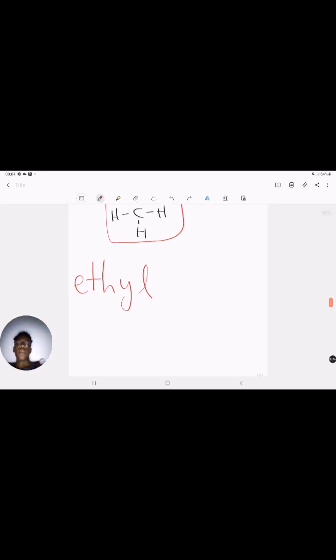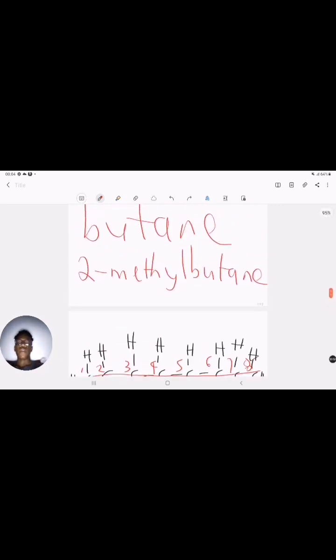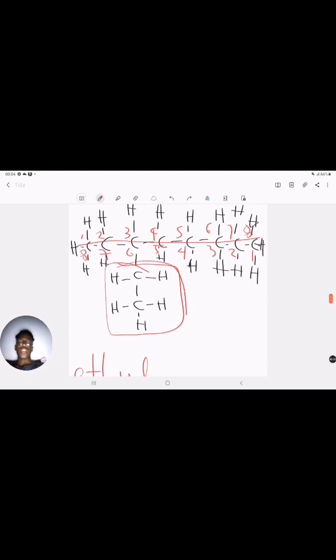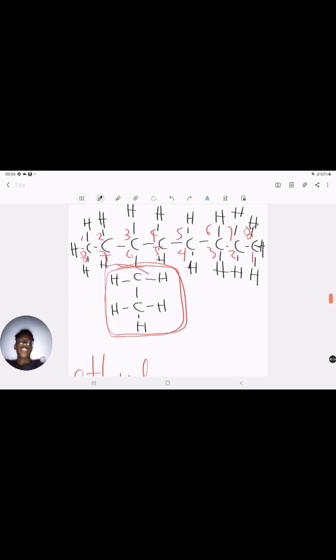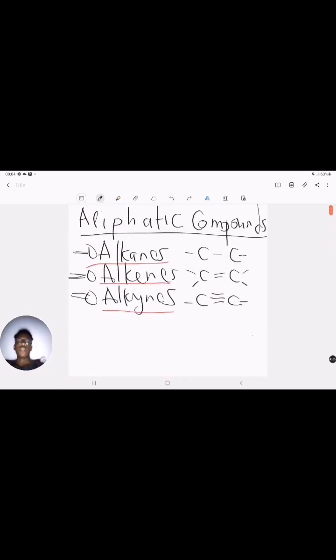What is the second part of my name? Well, if I look at this compound here, my alkyl group is here. What is left is my parent chain. Now my parent chain is made up of carbon atoms that are connected with single bonds throughout. It's single bonds everywhere. If I've got carbon atoms connected by single bonds everywhere, I'm dealing with alkanes, right?